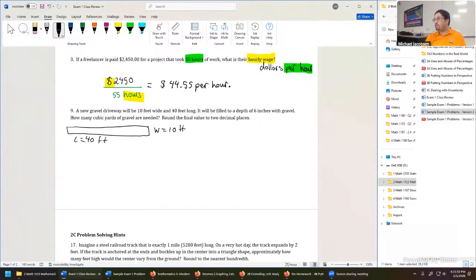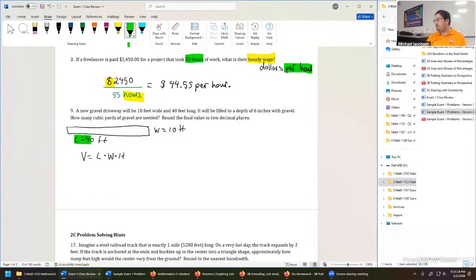So we have a length of 40 feet, a width of 10 feet. Let me just fix the penmanship there. The only thing I neglected was there's a fill depth of 6 feet with the gravel. So we're asking how many cubic yards of gravel are going to be needed. That's going to be a volume altogether. So that's going to be the length times the width times the height.